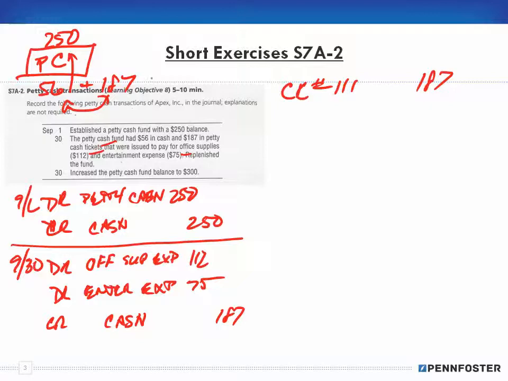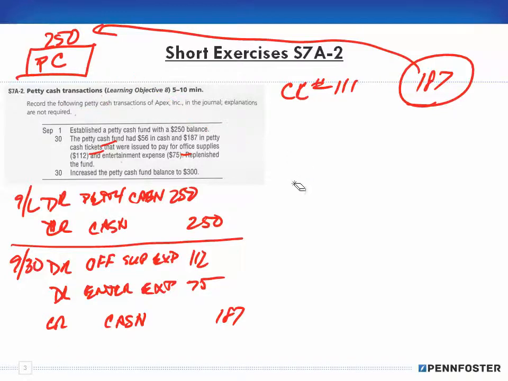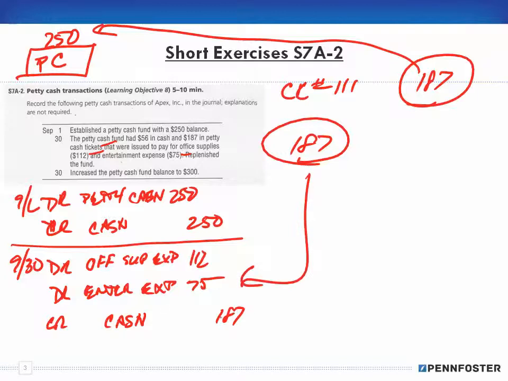Well, now you're going to take this $187 in receipts out of the box, and you're going to take the $187 in cash and put it back into the box. So that now your box has $250 in cash, but you have this $187 in receipts, which is what you're making the journal entry for this check. And you're going to attach those two receipts to the check in order to have the supporting documentation for it. So that's what's happening in that transaction.